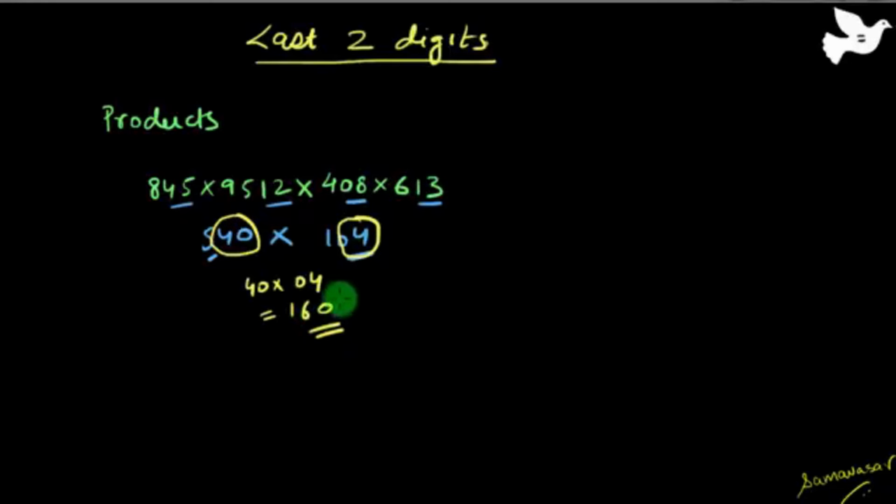So again, to do it very quickly in the exam, what will you do? 45 into 12, you have to calculate 540. Just write 40. Now you just take the last two digits because we are being asked that. Forget about all the other digits. Multiplied by 8 into 13 is 104. So 04. Forget about the 1 and multiply this. I get 160. Forget about the 1. Answer is 60. 60 are the last two digits of this entire product. So products is fairly straightforward.